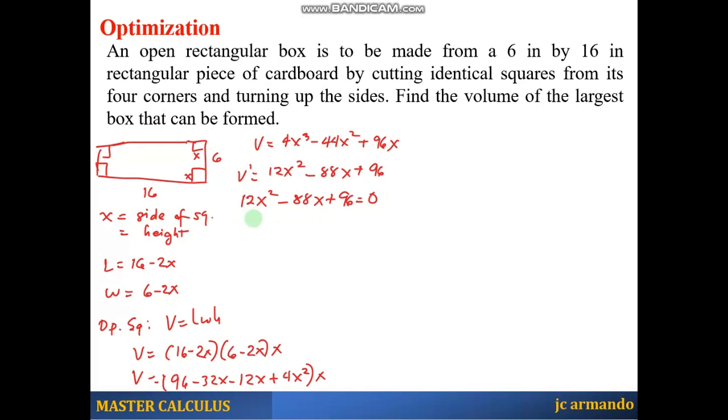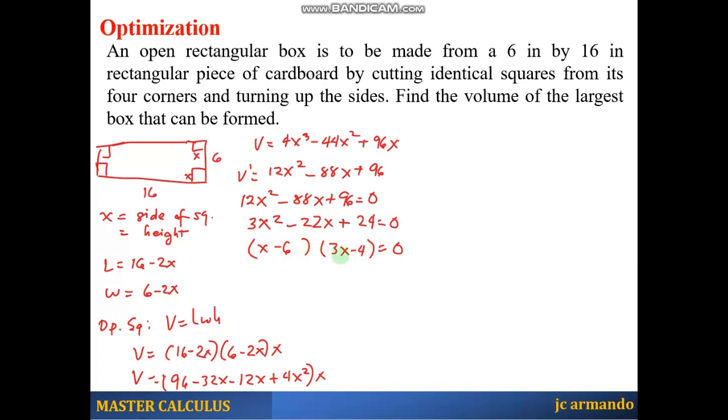So, 12 divided by 4 is 3x squared, 88 divided by 4 is 22x, 96 divided by 4 is just 24, equals 0. Then, factor nyo lang yan. Kung nahihirapang mag-factor, mag-quadratic formula kayo. So, factors niyan ay x minus 6 times 3x minus 4.